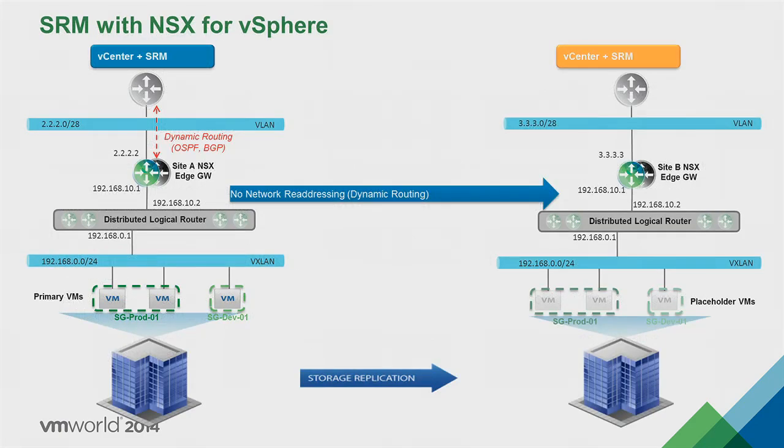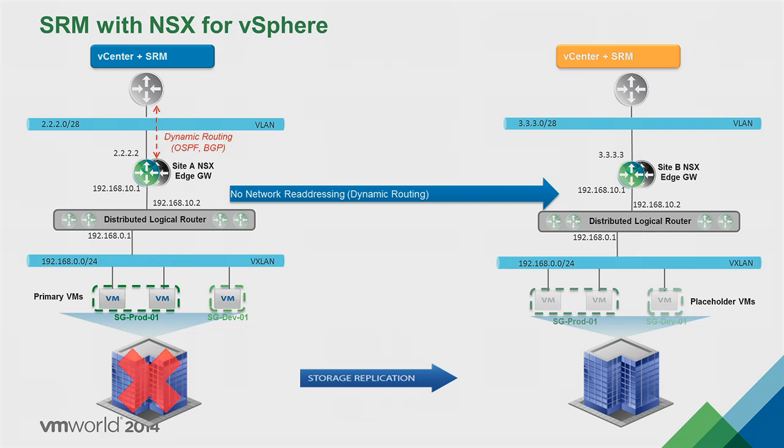So what this looks like in a bit more detail, if we take a closer look, you can see here we've got logical switches, distributed routers and edges that exist at both sites. And networks are only advertised via the primary site. So our primary VMs are running in their security groups here on the primary site. Placeholder VMs are running over at the recovery site.